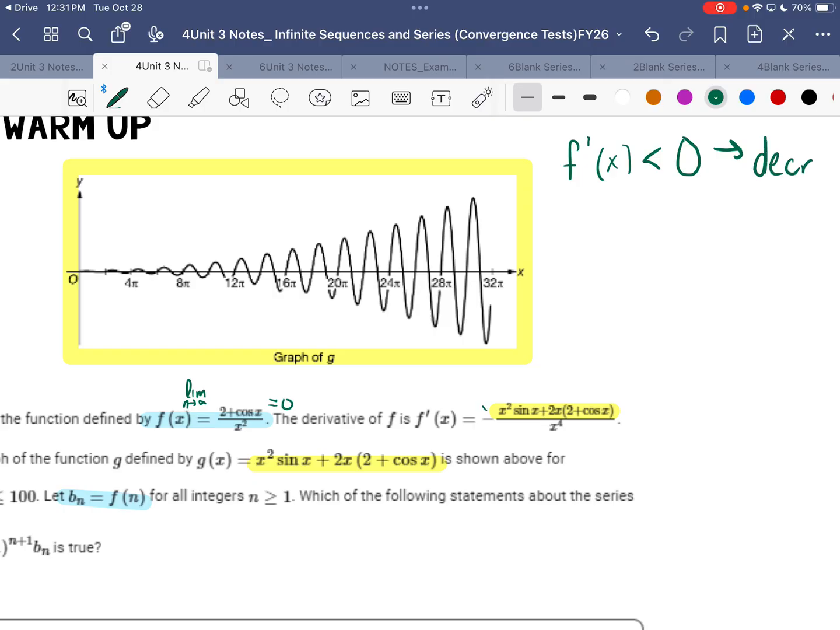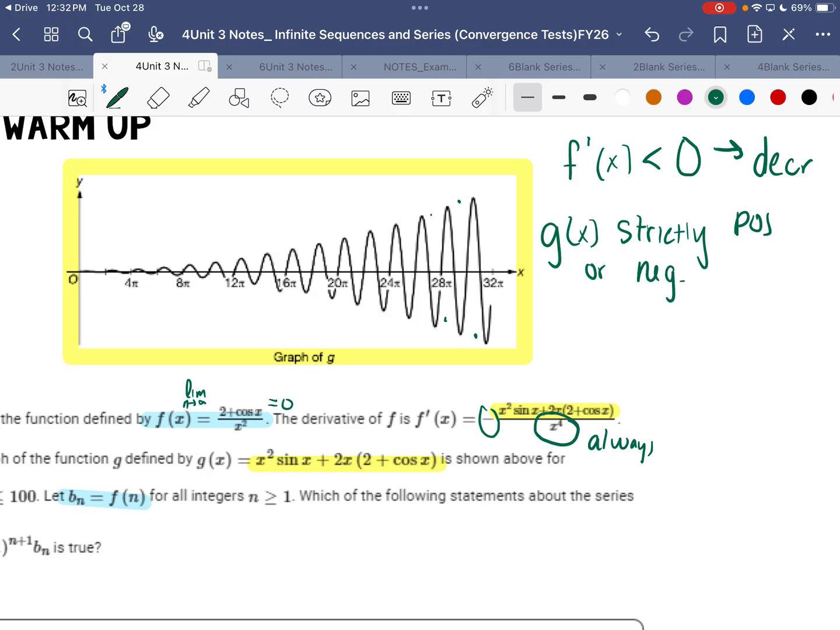The graph of this, even though there's a negative in front of it, the negative would reflect this graph. And then what's significant about the bottom? Is that ever going to change any of the signs? No, so this is always positive. So the negative might have flipped that graph over, but that graph is still oscillating. So g of x is not strictly positive or negative. It's oscillating.